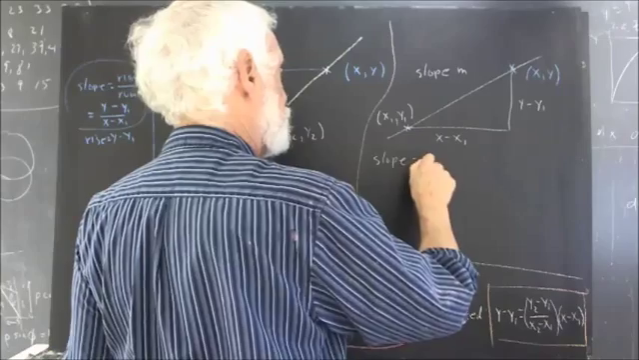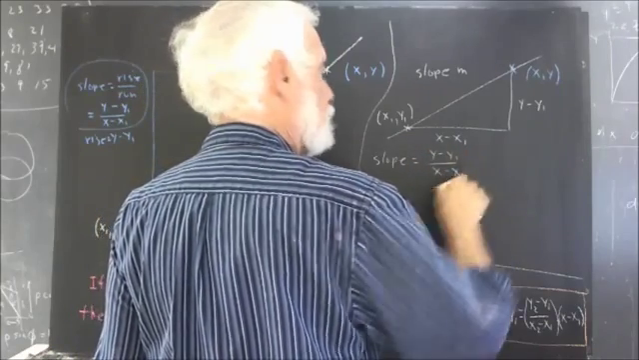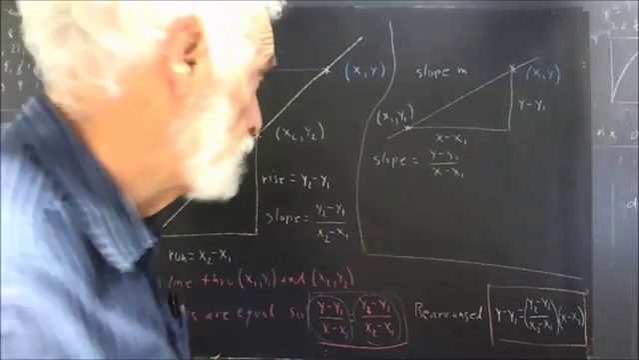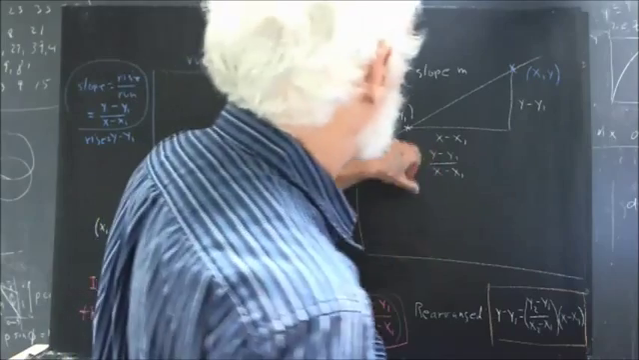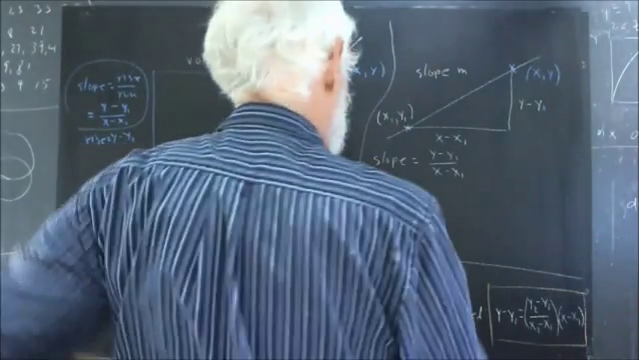So the slope is y minus y1 over x minus x1. What are we going to do with that? Again, you should pause and think and see if you can anticipate the next step. Well, the slope is y minus y1, the slope is m.